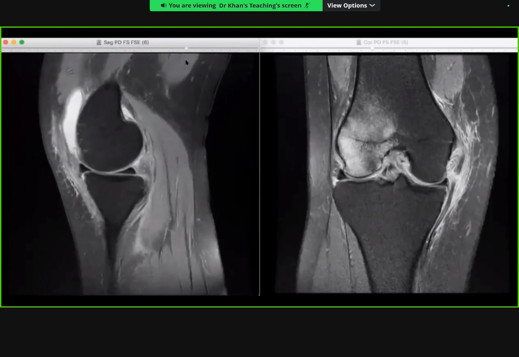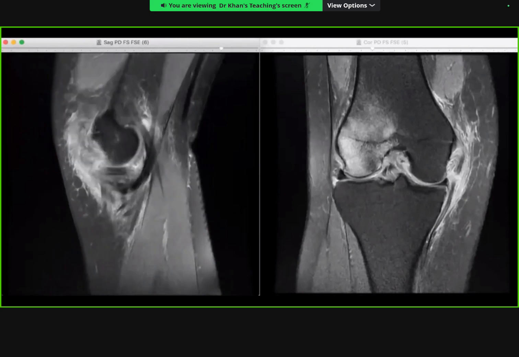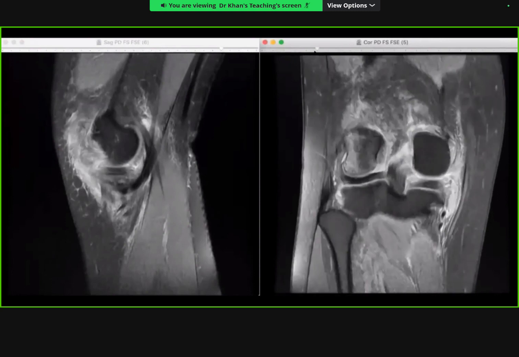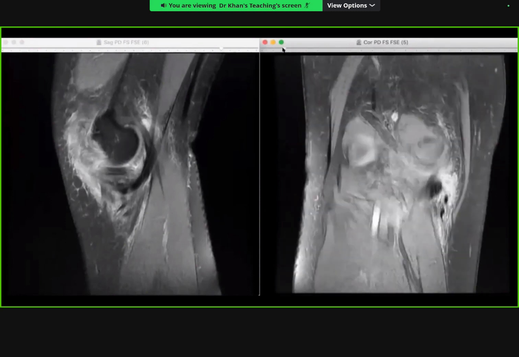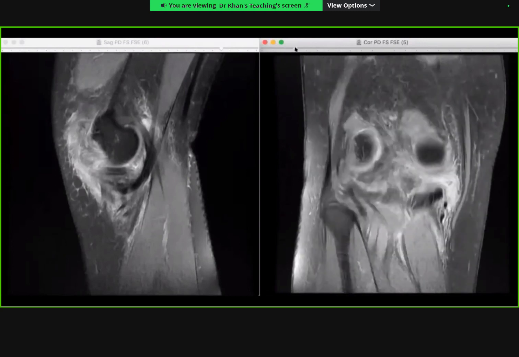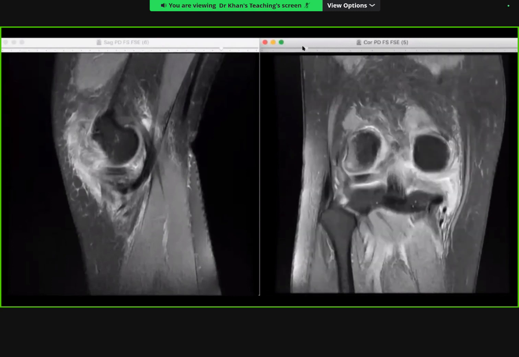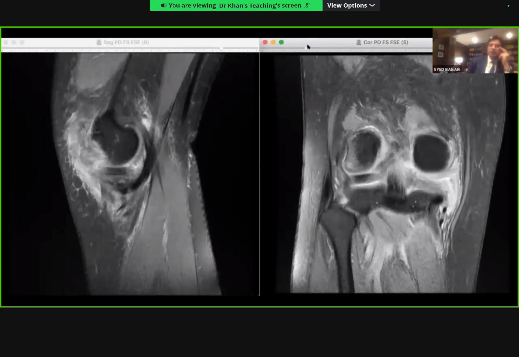There's no significant bone edema in the patella, so I would like to proceed with the coronal sequence. So starting from lateral, the biceps femoris tendon appears intact. Can you point out, for the clarity of the people watching? Excellent, very good.